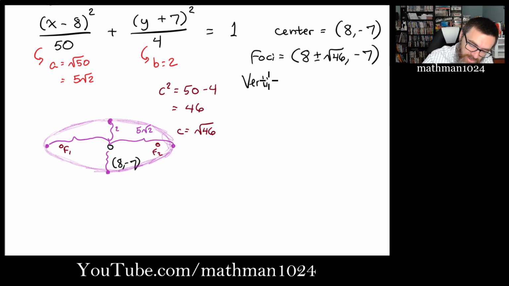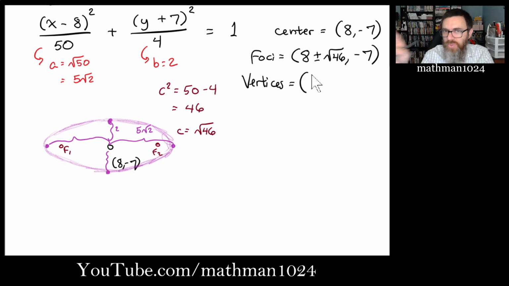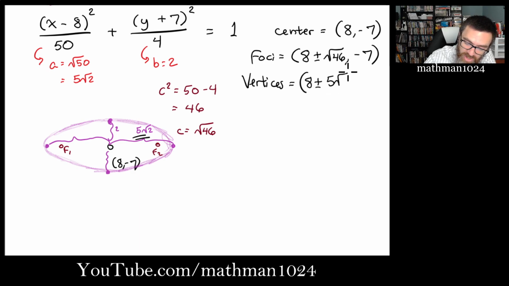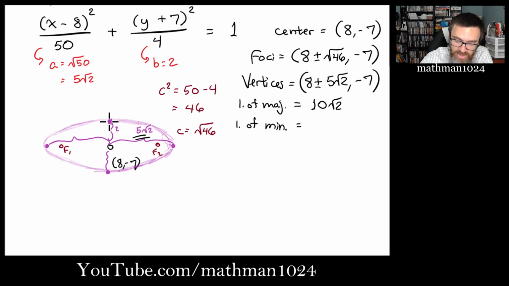And then my vertices, so those vertices are along the major axis, which is parallel to the x-axis. And that total distance you see right here is 5 square roots of 2. So that means we're doing 8 plus or minus 5 square roots of 2, comma -7. The length of the major axis is double this guy, so it's going to be 10 square roots of 2. The length of the minor axis is going to be this total distance here. In other words, double that guy, so 2 times 2 is 4.